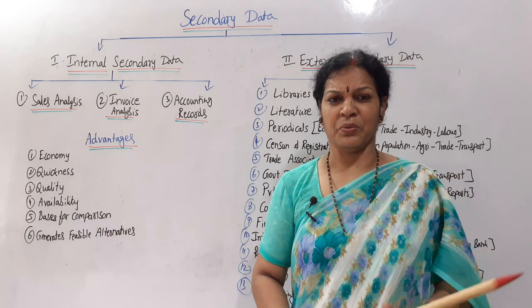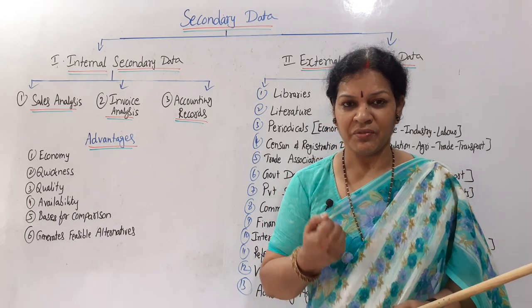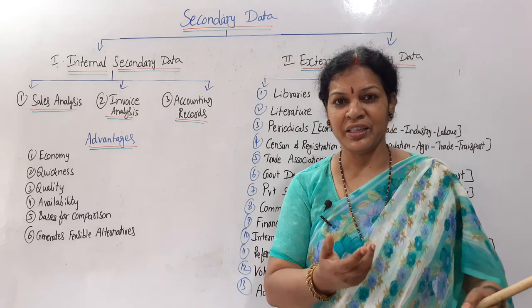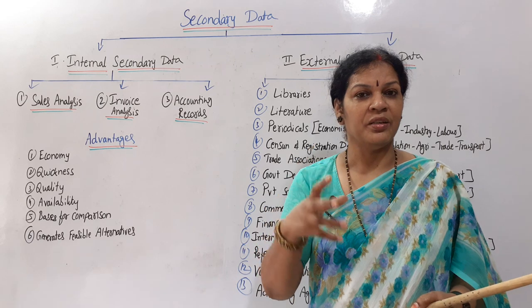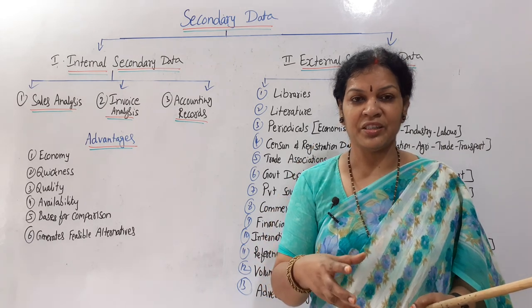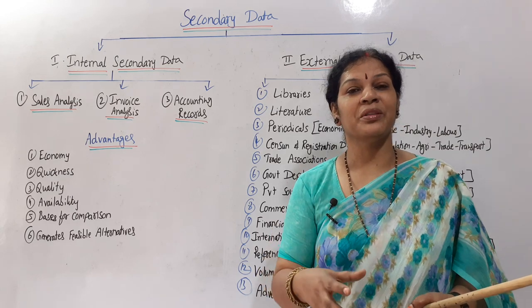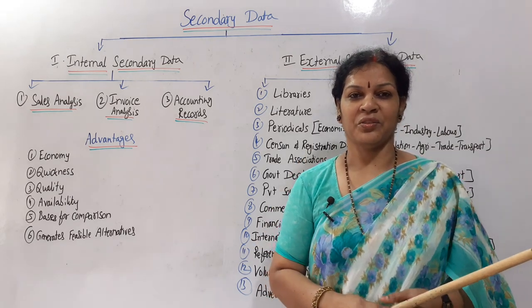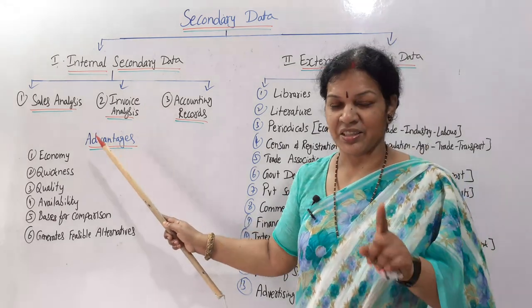Invoice is very much required for confirmation. How do you get confirmation? When you want data, you can't take it blindly. If there is any solid information, any proof, then only it is possible, and we come to know that this is sure data. So through invoices also you can get it. So invoice analysis is the second one.